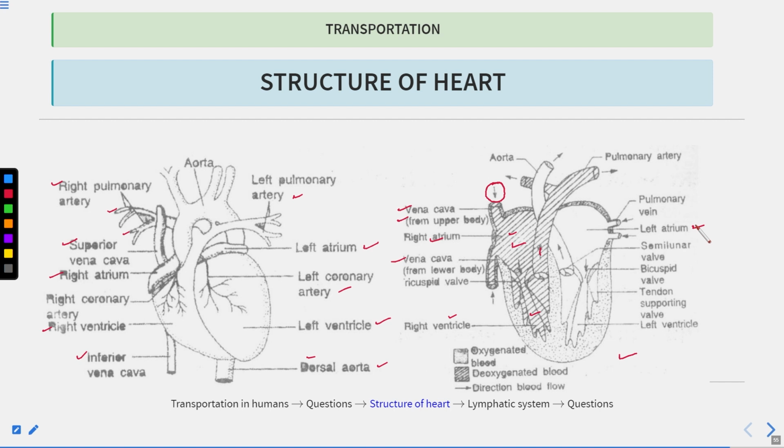Here you can see the left atrium. This is the pulmonary vein. The pulmonary vein carries the oxygenated blood from the lungs towards the heart. We have already discussed the pulmonary vein. So this is coming from the lungs. Here you can see the direction, it is entering the heart. Here you can see the valves present. This is the bicuspid valve. This is also another valve, the tendon supporting valve, and this is the left ventricle. All right, this is clear.